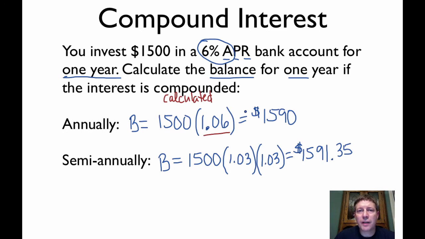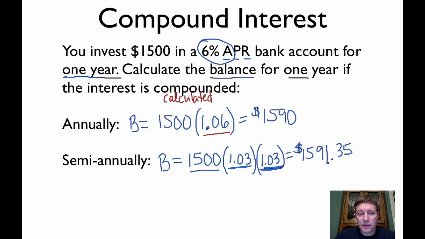By compounding it twice, even though you're only growing it by half of the percent each time, this second 3% increase is on a bigger amount. Whereas over here, the 6% increase was only on the $1,500. But the way we did it this time, the first 3% interest was on the original $1,500, but the second 3% interest was on a number a little bit more than $1,500. So therefore, we get just a slightly bigger balance at the end of 2 compoundings. And that's one of the advantages of compounding it more than once a year: you get just a little bit more interest out of the deal.